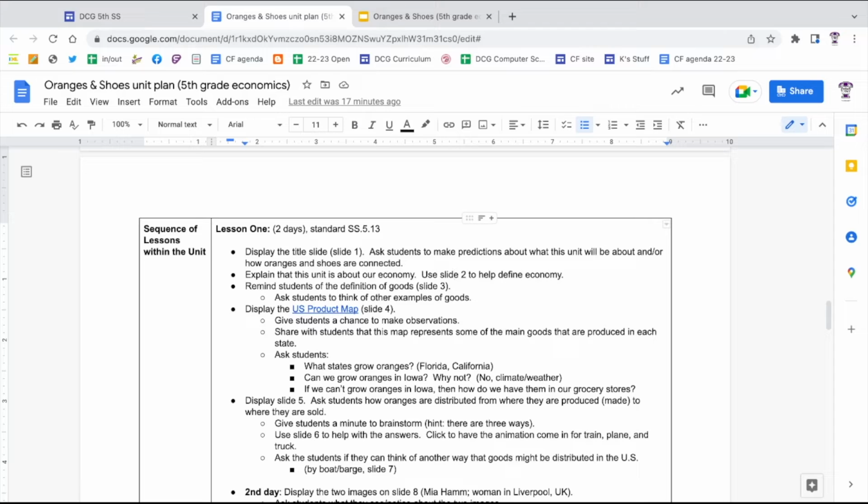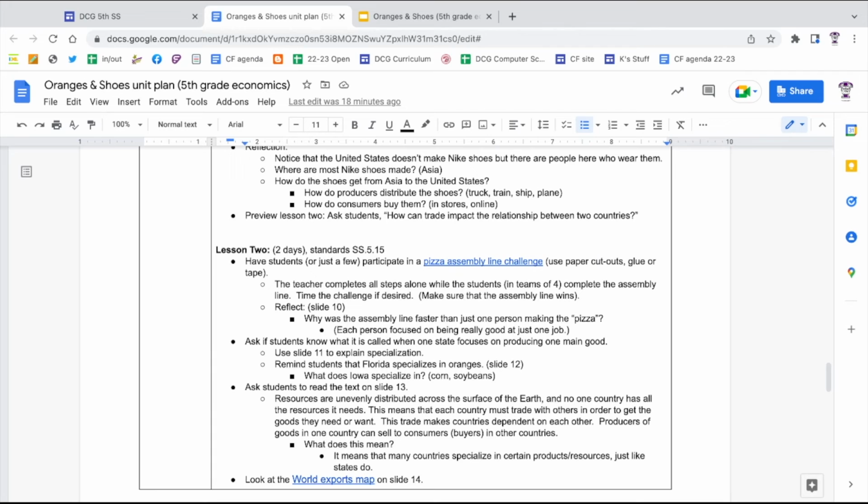Within this lesson, students are encouraged to explore how we have oranges in Iowa, even though we don't have the right climate for growing them. Students will also discover that while we can find Nike shoes in many stores around here, they're not made anywhere near where we live. This opens up opportunities for discussion about the various goods and services found locally, nationally, and even globally.